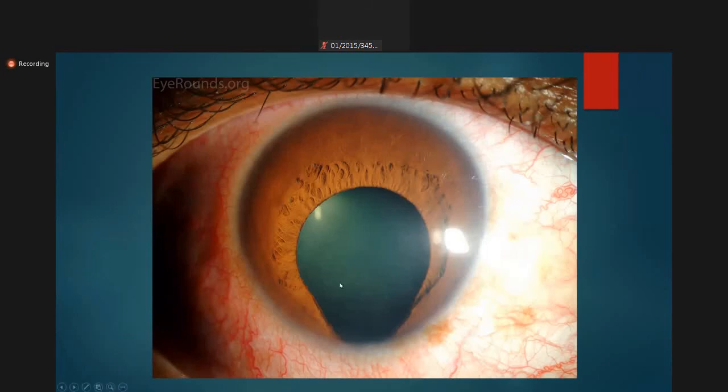This is a case of inferonasal or inferior coloboma. The pupil should be round like this, but in this case, there is a keyhole type of pupil, and this is known as inferior coloboma of the iris. It is also associated with choroidal coloboma, retinal coloboma, or lid coloboma also.